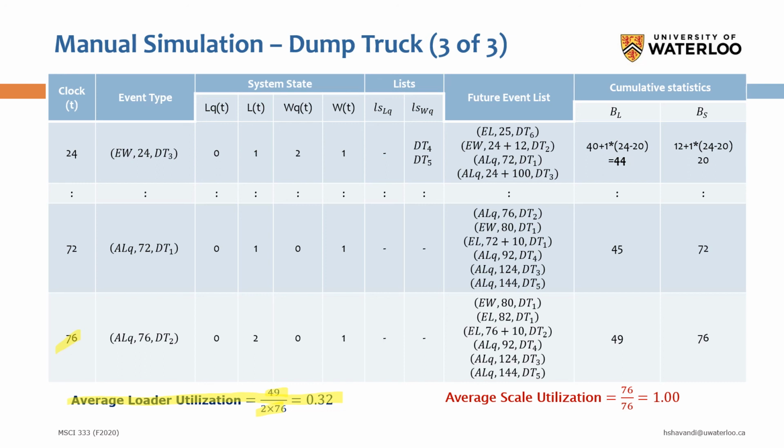And same for the scale, as you see here, for the scale BS is 76, so this means the scale was busy all the time during the simulation. So it's 100% as the utilization rate for the scale. Okay.